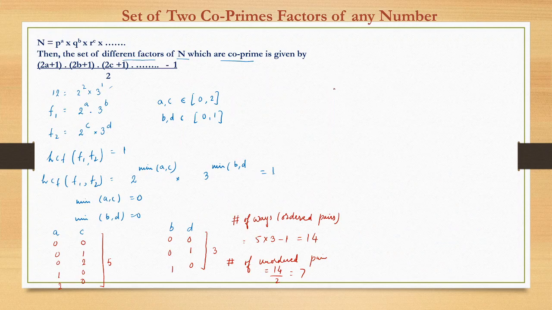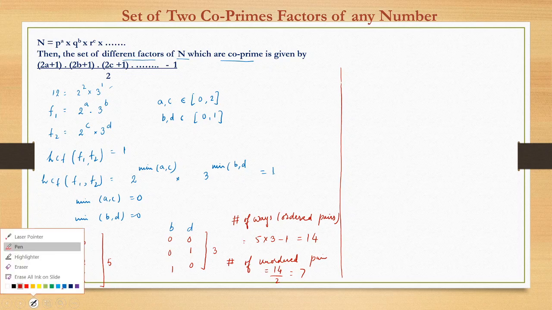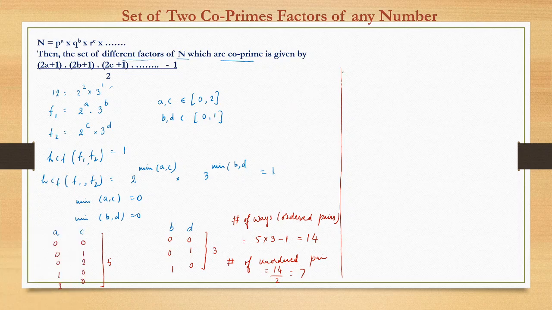So now similarly, I will just try one more, say 72. Let us, if n is 72, so this is nothing but 2 raised to power 3 into 3 raised to power 2, right?